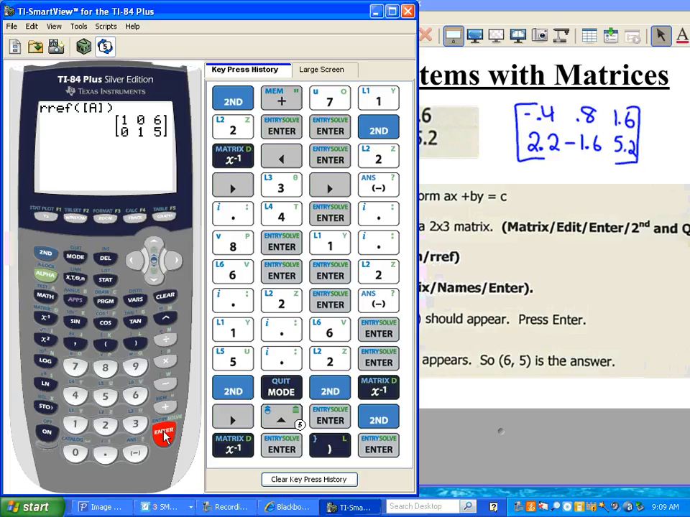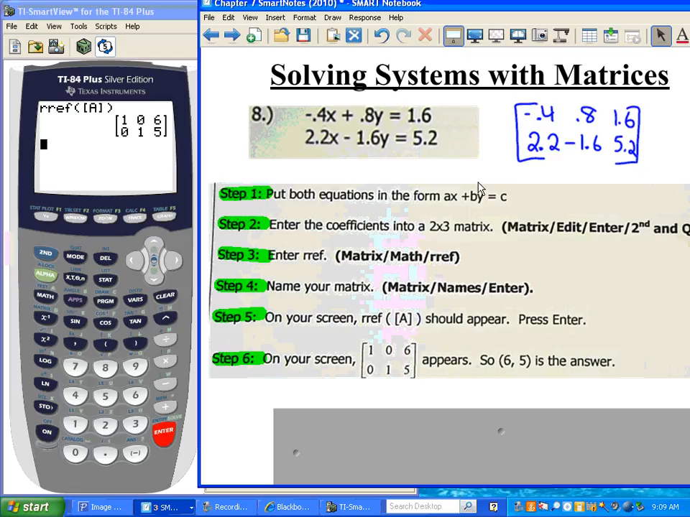All right. So what does this all mean? So let's go over here. Does anyone have any idea, if this represents the equation in standard form, why does this work, that 6 is x and 5 is y? Melissa? Okay. There's a reason. Anyone know?